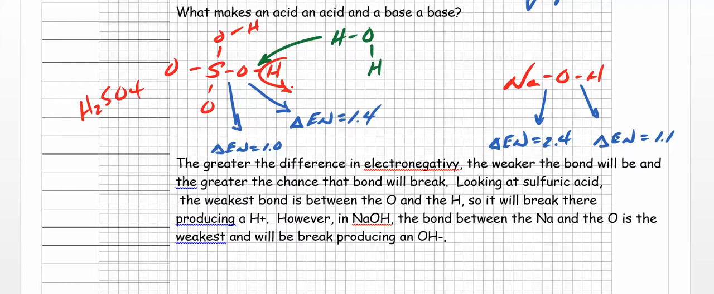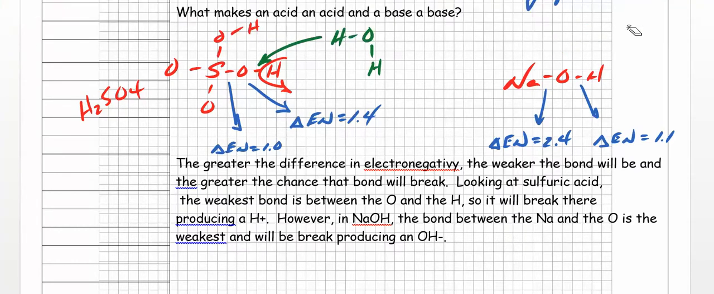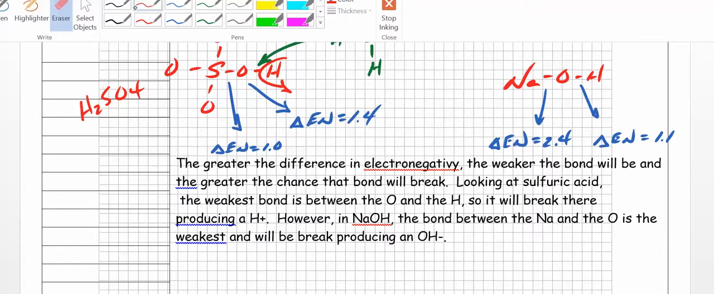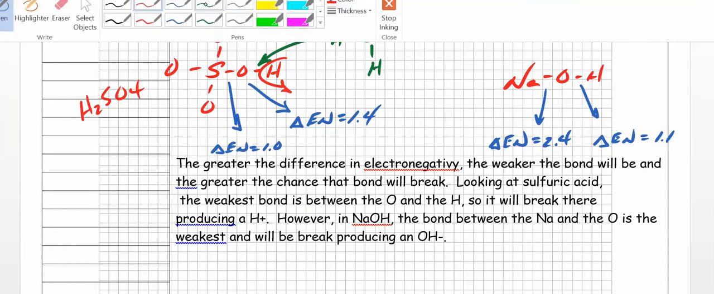Let's contrast that with the NaOH. Here, the electronegativity difference between the sodium and the oxygen is 2.4, whereas the electronegativity difference between the oxygen and the hydrogen is only 1.1. So if water's going to come in, right? Let me change the color again. I'll erase it first. Let's get it consistent here. I need a pen. Here we go. That should do it.